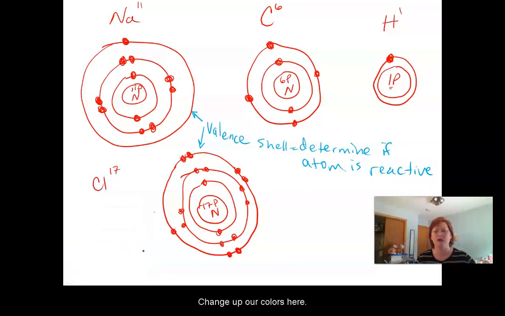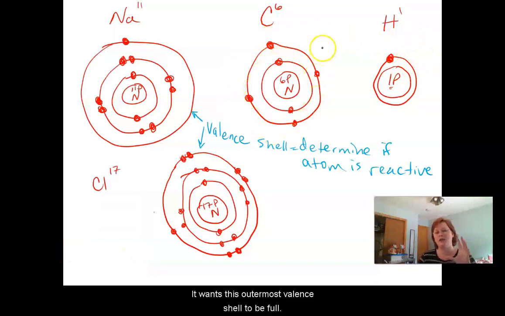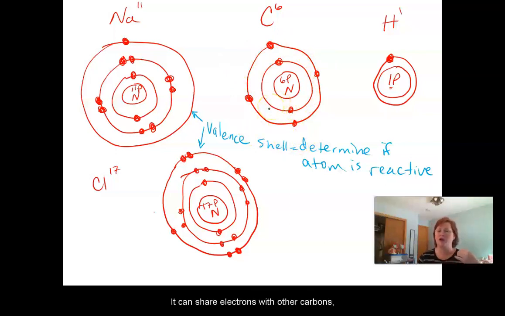So let's take a look at carbon. Just change up our colors here. So carbon, we said, has 4 electrons. It wants this outermost valence shell to be full. It would be full if it had 8 electrons. So it's going to need 4 more in this outer shell to be full. Now, carbon can interact with a lot of different atoms. It can share electrons with other carbons, with oxygen, with nitrogen, all kinds of things.